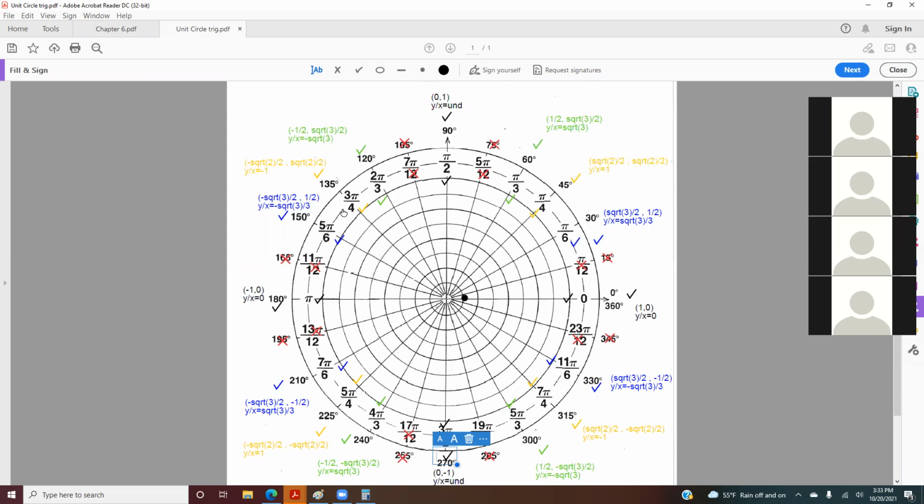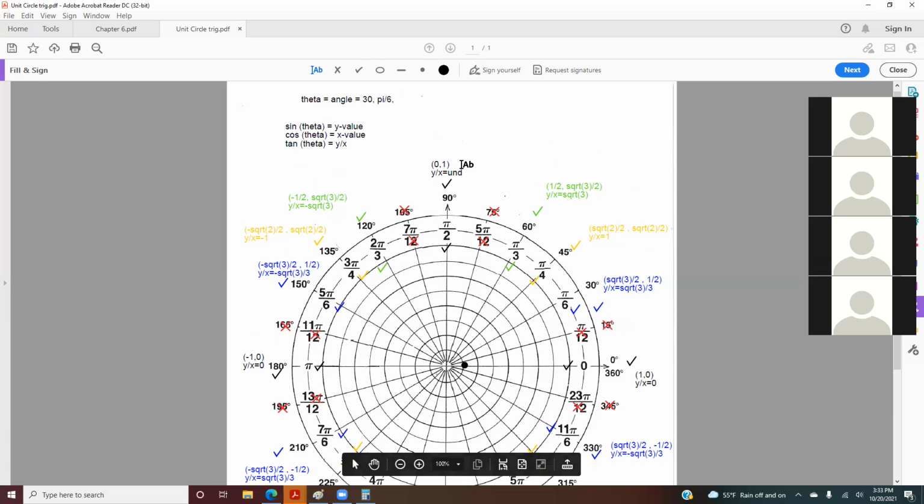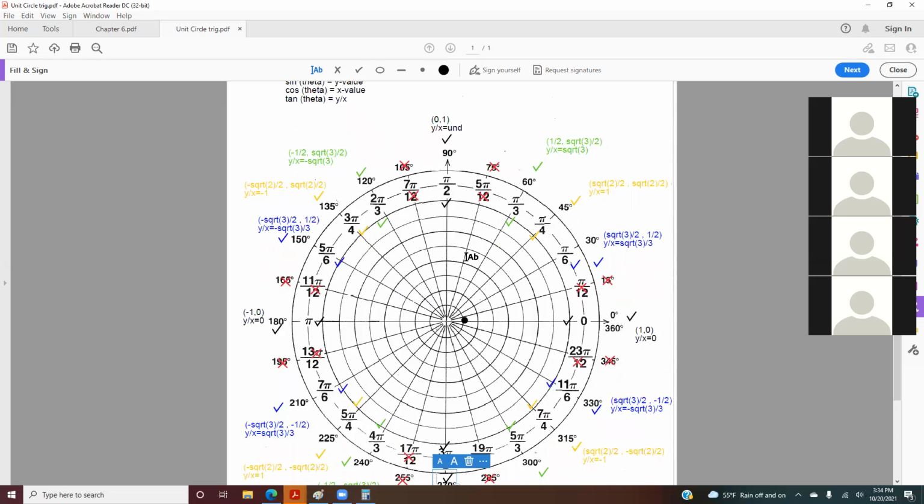They are all color coded here. The blue corresponds to 30 degrees, pi over 6. The yellow one corresponds to 45 or pi over 4, and the green one is 60 degrees. And the black one corresponds to the x and y axis. This is super important. Sine theta is always the y value. Theta is your angle. Cosine theta is the x value, and tangent theta is y over x. This is super, super important.